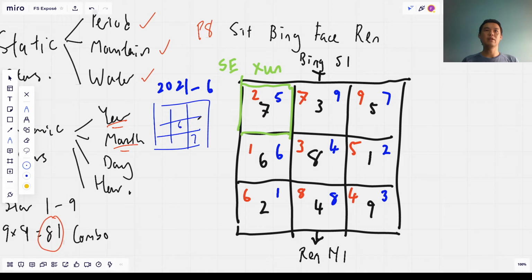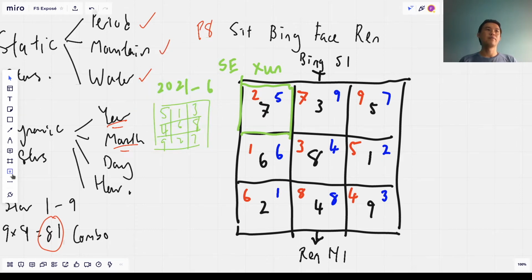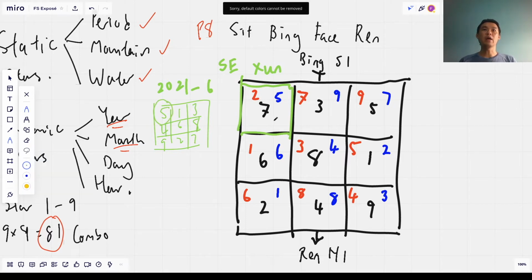So 6, 7, 8, 9, 1, 2, 3, 4, 5. Let me change the color so that it doesn't look confusing. So we have 5 over here, Xun. The year stars, let's put inside: 6, 7, 8, 9, 1, 2, 3, 4, 5. Okay, we have a 5.